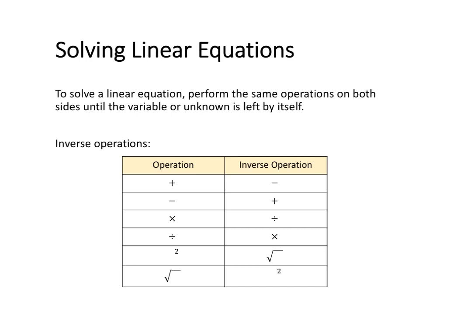The inverse operations are: the inverse of adding a number is subtracting it. The inverse of subtracting a number is adding it. The inverse of multiplying a number is dividing it. The inverse of dividing is multiplying. The inverse of squaring a number is square rooting it. And the inverse of square rooting is squaring a number. If we do these, we'll be able to isolate the unknown variable by itself, determine its value and solve the linear equation. So let's have a look at some examples.